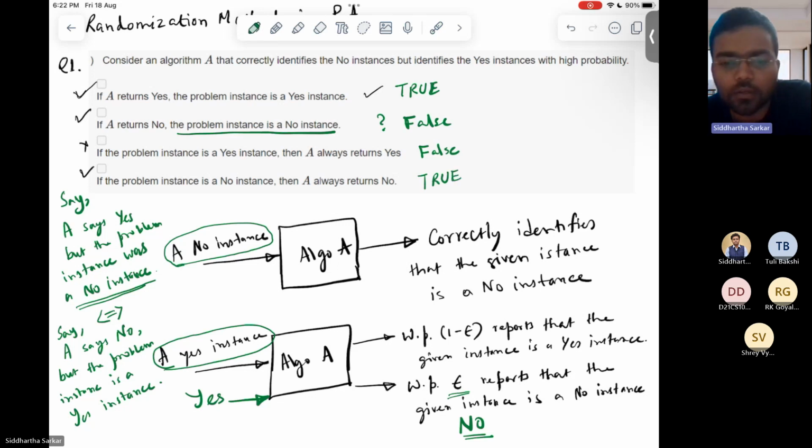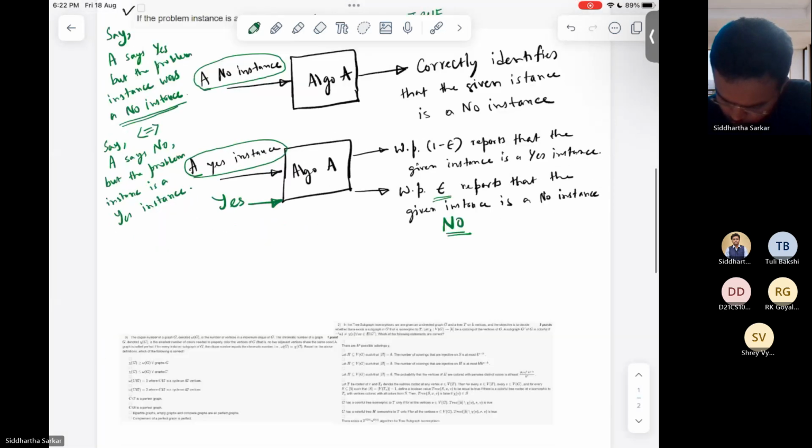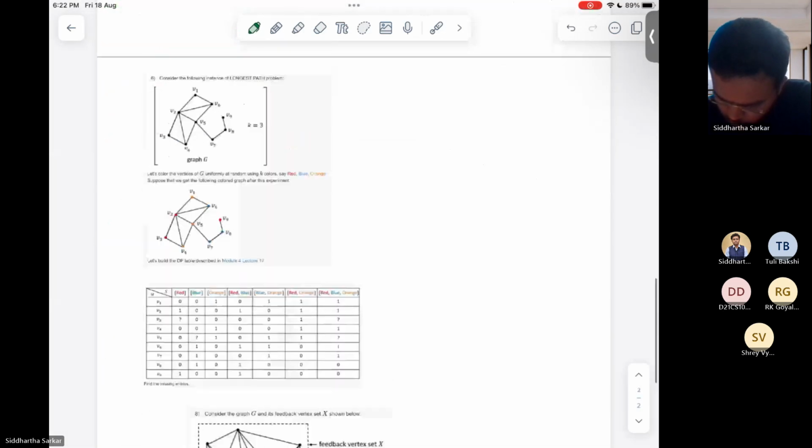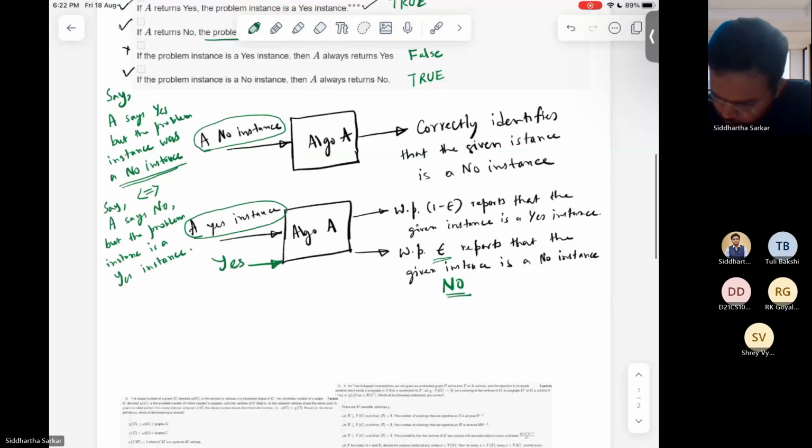Okay, so are there any doubts on this question? Anybody? All right. So let's move to the next one. Actually, I'll make a new page.